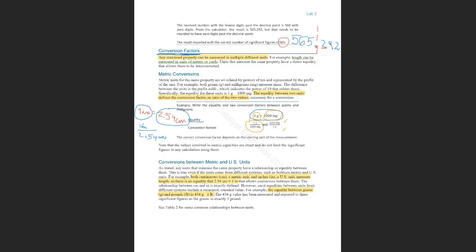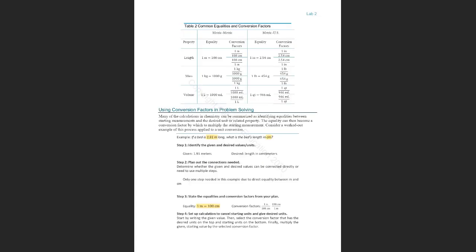So this is basically the write-up of this experiment. And here they are giving us some equalities. You need to know the equivalence. What is equivalent to what? 1 liter is, and then from the equality, you can get either this conversion factor or the opposite conversion factor. And then they are telling us how to use the conversion factors in problem solving. So here's where we are going to learn how to use it. For example, they are giving us an example.